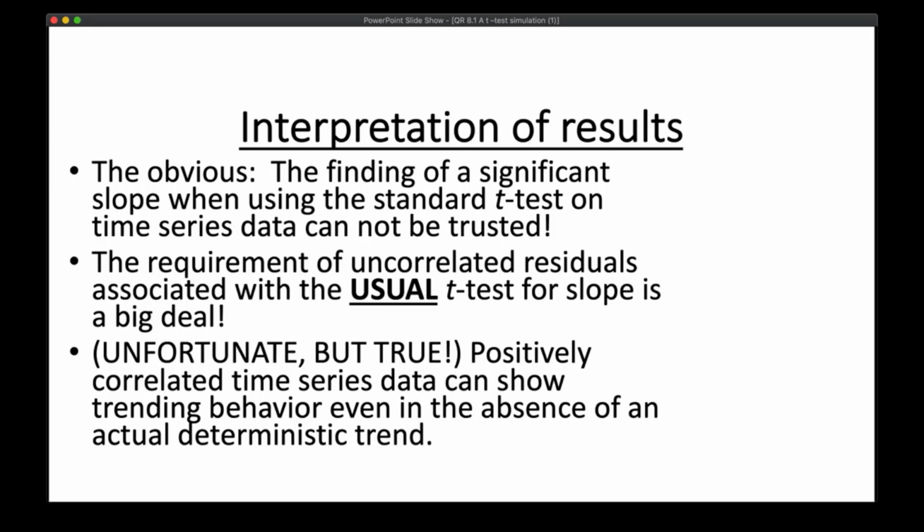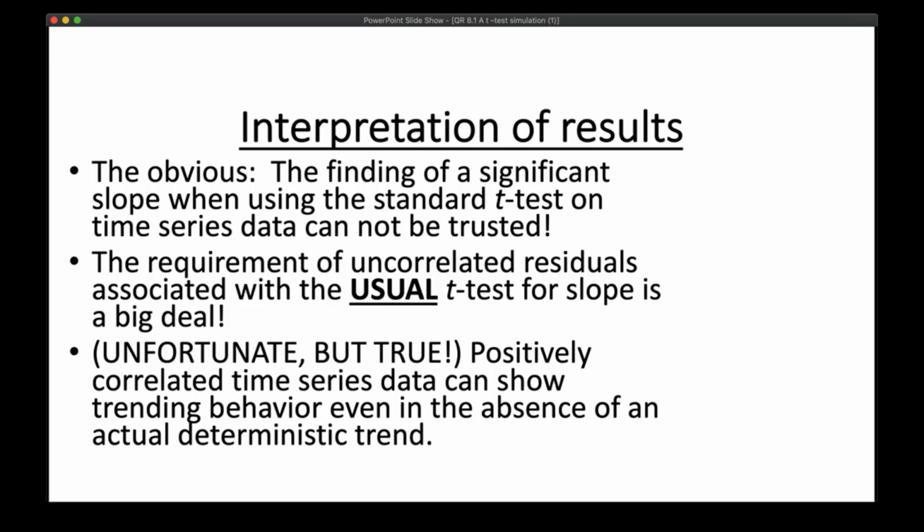Okay, here are some more interpretations. The obvious: the finding of a significant slope, that is, concluding that B1 is not 0, when using the standard t-test on time series data, cannot be trusted. So if you use the standard t-test, the one that you learned in a non-time series setting, on a time series data set, those results can't be trusted. Just because you reject that null, that doesn't mean that that trend is a deterministic permanent trend. We saw it in our simulation here.